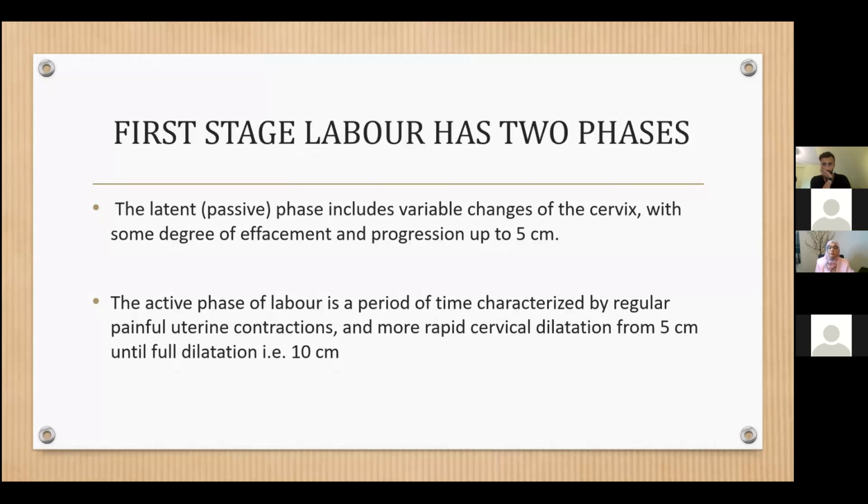And the changes that we are talking about in the cervix are the various changes that happen in the hyaluronic acid and all the physiological changes that make the cervix soften, be taken up and dilate. When the active phase starts, from 5 centimeters, the contractions become more regular and more painful, and lead to more rapid dilatation from 5 centimeters to 10 centimeters, which, as you now know, is the second stage of labor.